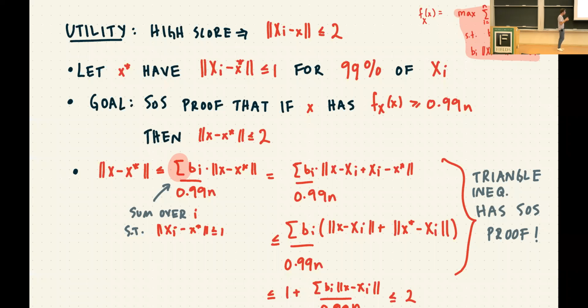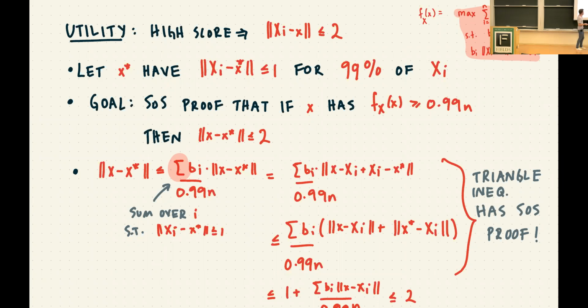Okay, here are the steps of the proof. I want to convince you that all I need is triangle inequality. I'm going to take this thing I want to upper bound, x minus x star, the distance between the two of them, and I'm going to express it in terms of the individual points, the xi's. So how am I going to get there? I'm going to sum over all of the points where x star is close to that point. So all the points that are in this local region that I want to find.